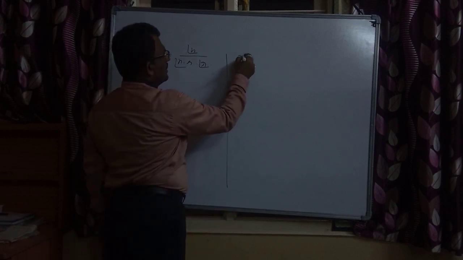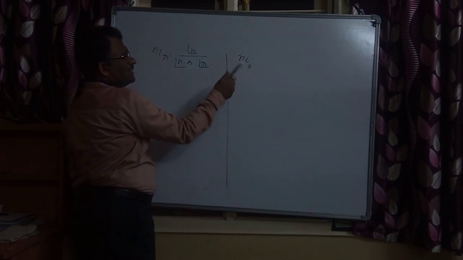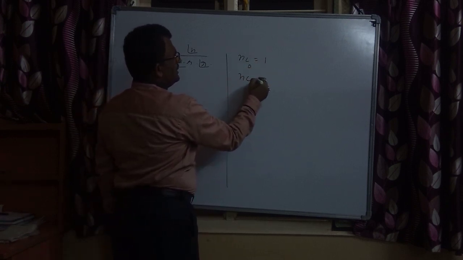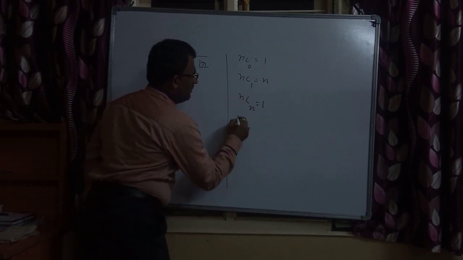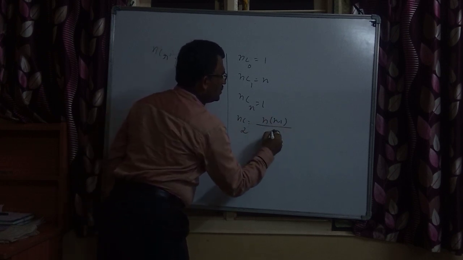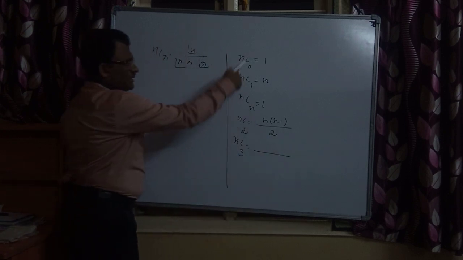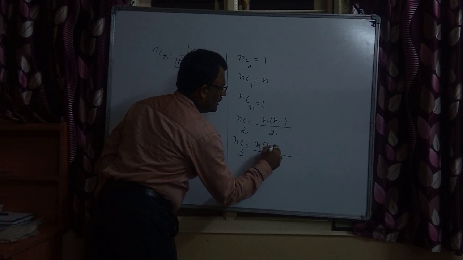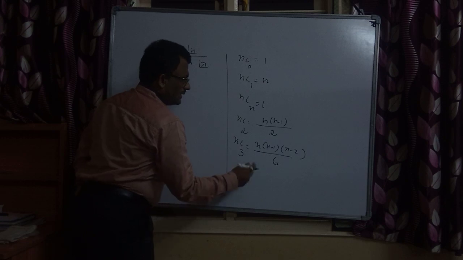Now if you say NC0, it is 1 always. Now if you say NC1, this is n always, and if you say NCn, this is 1 always. At the same time NC2 is equal to n into n minus 1 divided by 2 factorial, or 2. Now NC3, you should remember all these formulas or identities. NC3 is going to be n into n minus 1, n minus 2 divided by 6. This is 3 factorial, that is 3 into 2 into 1.